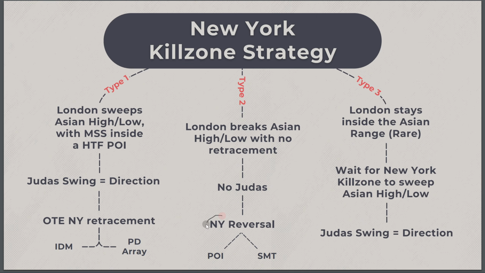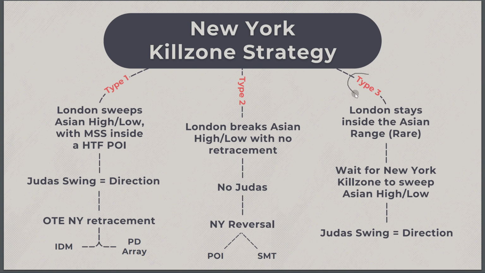Now, in order to spot the reversal, we're going to be using a higher time frame POI, so point of interest, any PD arrays above or below price. Price going there, we can expect a reversal happening from there, or SMT, smart money technique, or SMT divergence, okay? So we're going to be looking for POI or SMT in order to spot that reversal. And if you're not familiar with SMT, then make sure to watch my video about it.